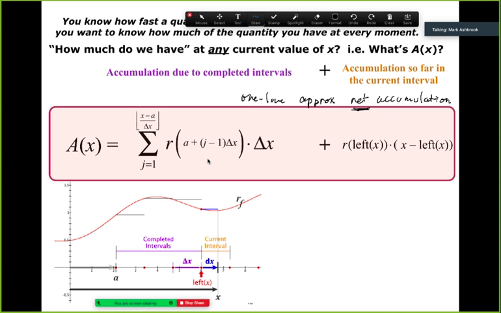And then starting from a, we're doing this very mechanical process of interval by interval, cranking out bits of accumulation, adding them up, and keeping track of the running total of bits of accumulation.